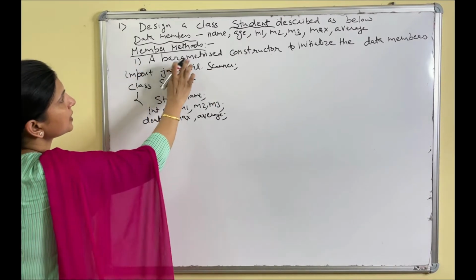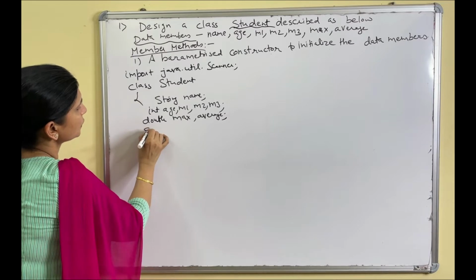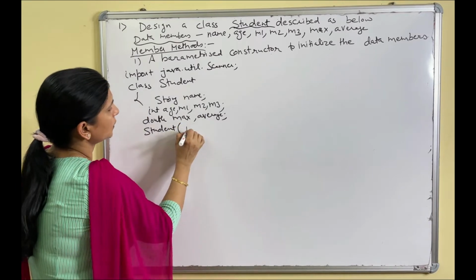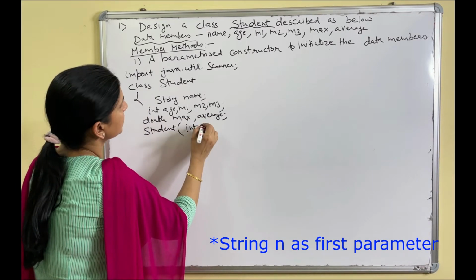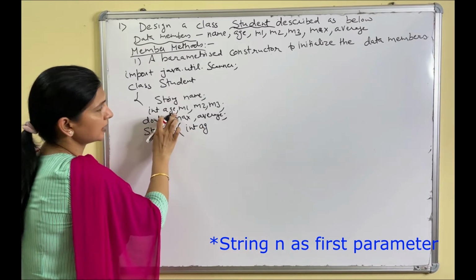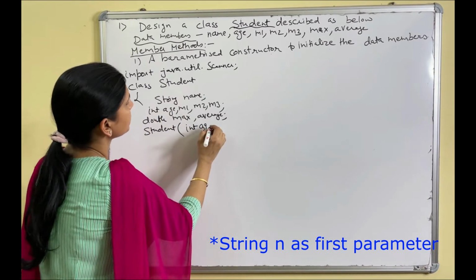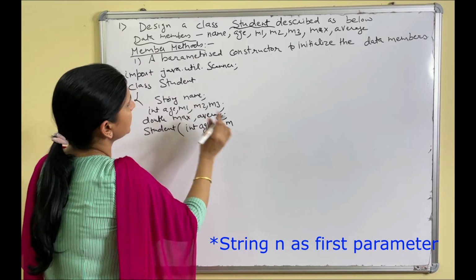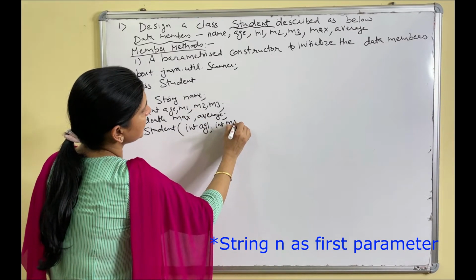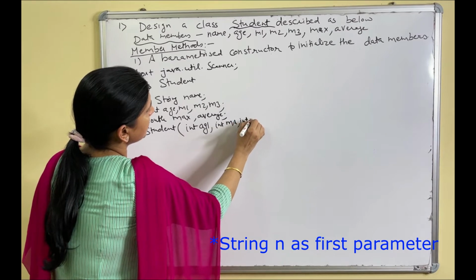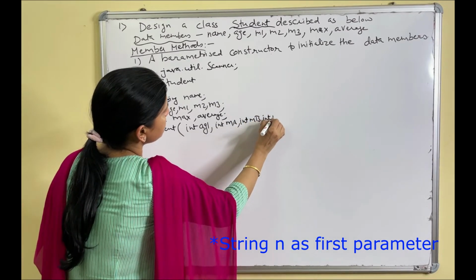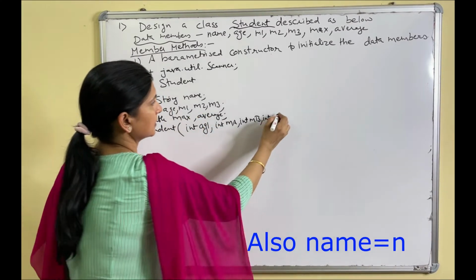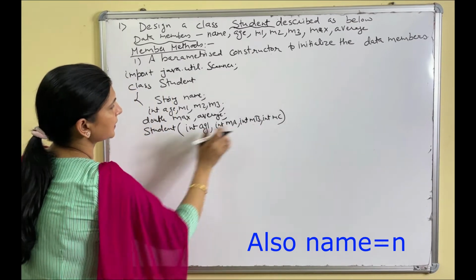Now the member methods. First, the parameterized constructor we have to make. So Student, and in this we will pass the variables. So int, for age I am taking AG. Here age is there and here I am passing AG, right? AG1 you can take. Then int M1 is there, so here I am taking int MA, comma int MB, comma int MC, right? Max and average we will calculate, we will not pass those. So we will pass only these variables.